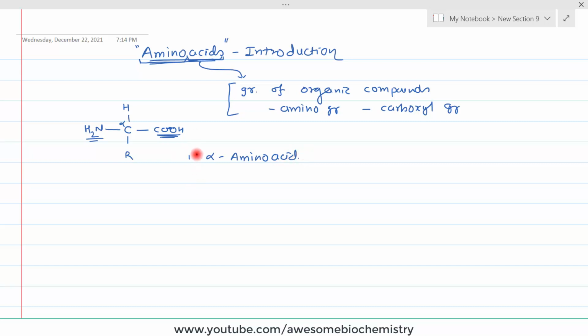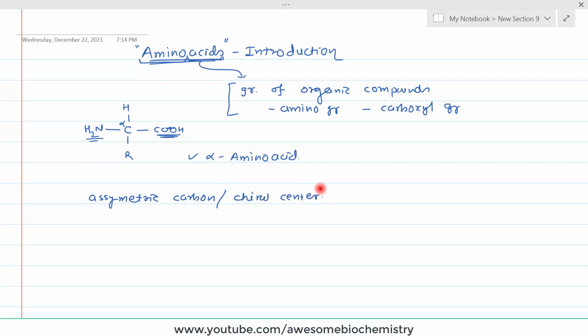The second important thing is that four different groups are attached to this carbon. See, this carboxyl group, amino group, hydrogen and this R group. If R is not hydrogen, not amino and not a carboxyl group, then we can say that this carbon is attached to four different groups, right? When any carbon is attached to four different groups, we call such a carbon an asymmetric carbon. We can also call it a chiral center.